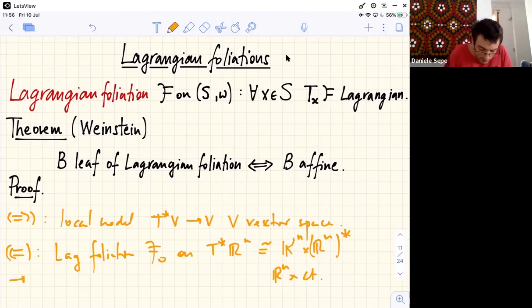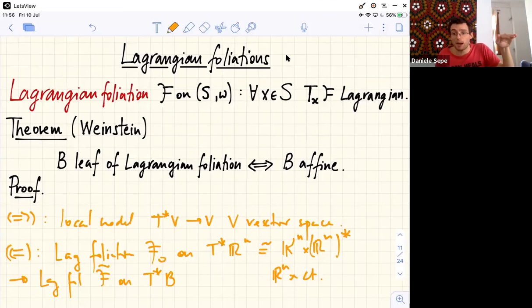Now you can get a Lagrangian foliation F tilde on the cotangent bundle to B by pulling back along the developing map, because this is a local diffeomorphism. Okay, and now the fact that the action by deck transformations is by affine transformations is exactly the condition that you need for the leaves of this foliation to go from one to the other, because affine transformations in the cotangent component send constants to constants.